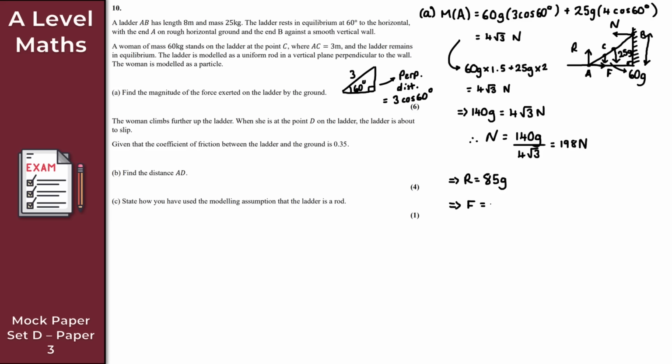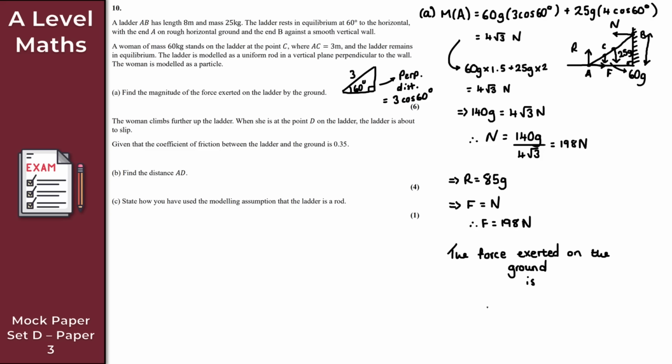So F is equal to N, okay? So what that means then is that F is 198 newtons, okay? So we're pretty much there now. So the force exerted on the ground is, so what is that calculation?